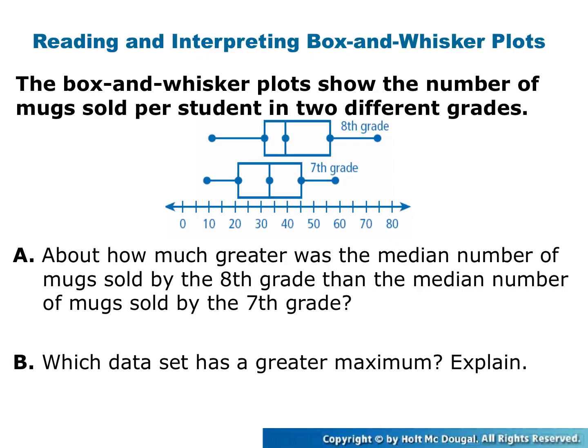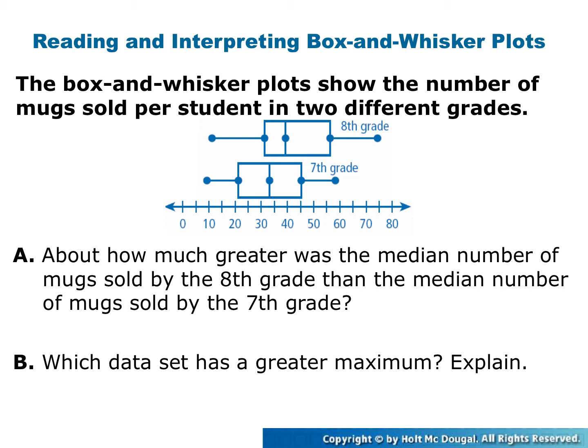So let's keep moving. We got 2 more examples to look at, because now we're going to look at problems where I give you a box and whisker and you've got to compare it to another one. Okay? So this one shows a box and whisker plot for numbers of mugs sold by students in 2 different grades. So up top, you've got 8th grade, and on the bottom, you've got 7th grade, okay?